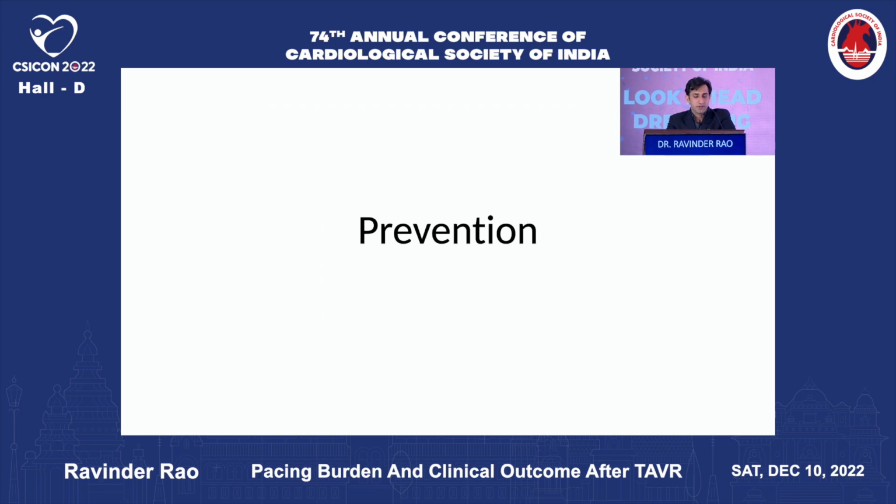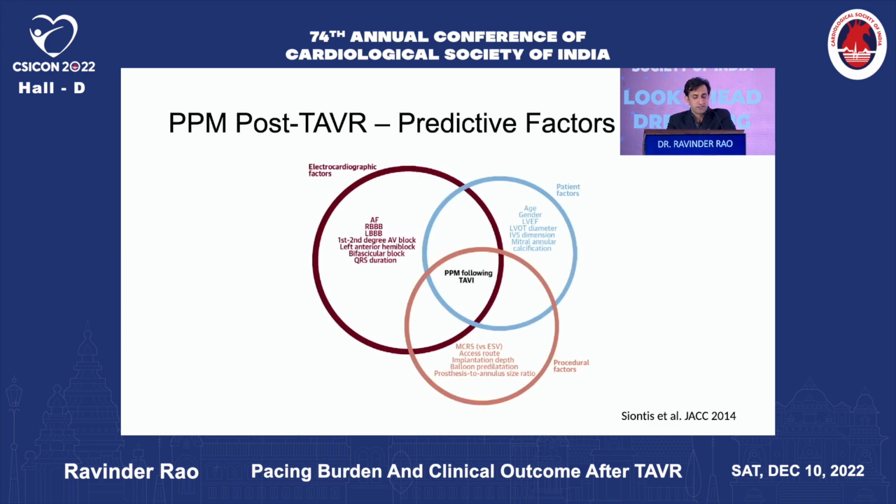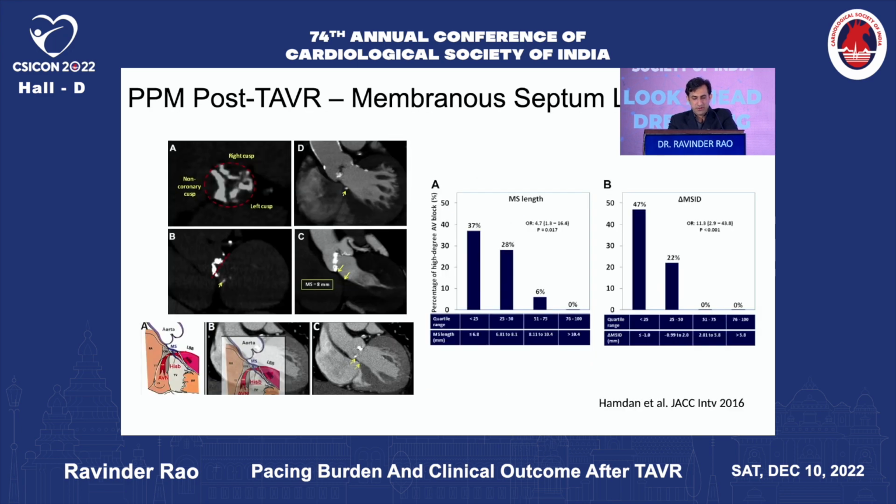How do we prevent pacemaker in the TAVR population? We need to identify high-risk patients, early PPM if required, prolonged monitoring, decrease the recurrence. So these are certain features. It's a busy slide, but just to summarize, remember: right bundle branch block, trifascicular AV block, short membranous septum, calcification below the right coronary cusp and non-coronary cusp, atrial fibrillation, elderly patients. These are the patients who are at high risk of requiring a permanent pacemaker.